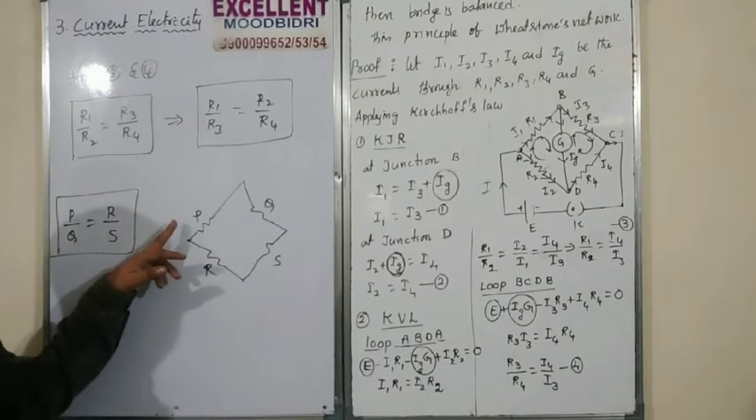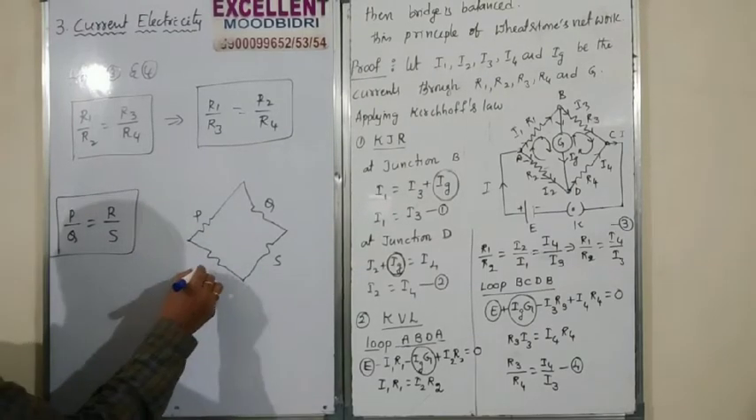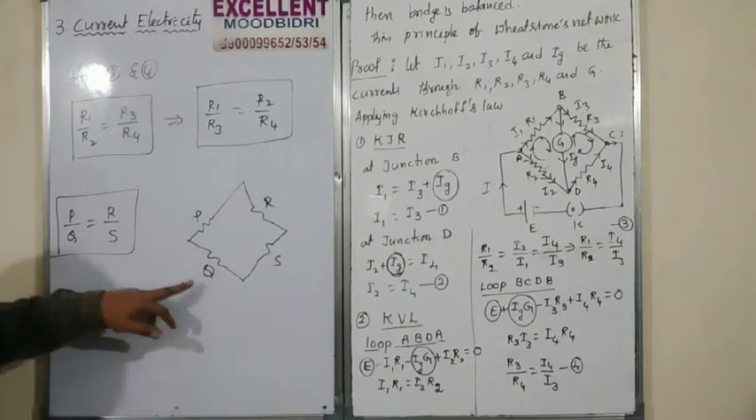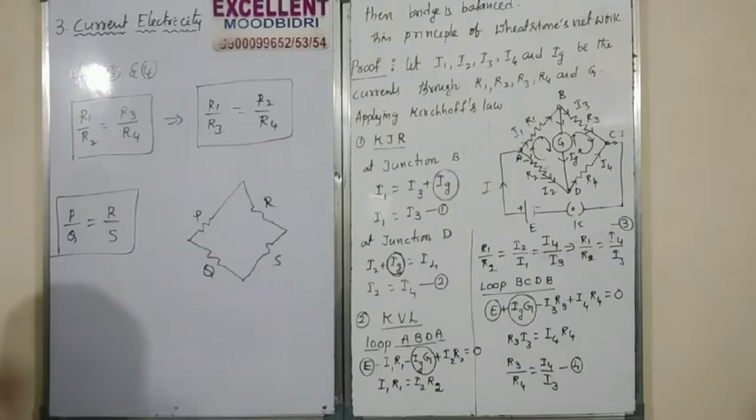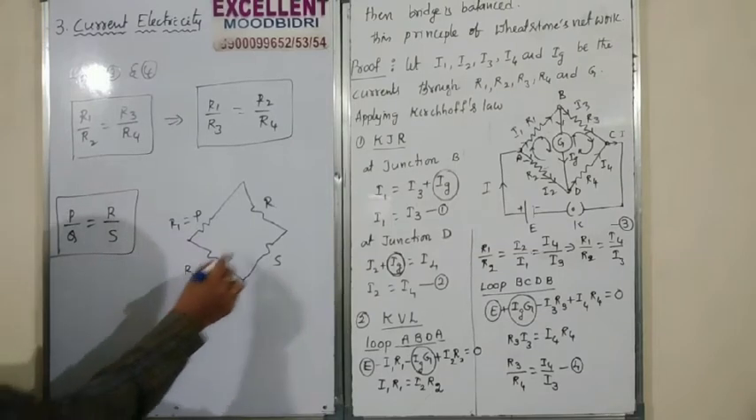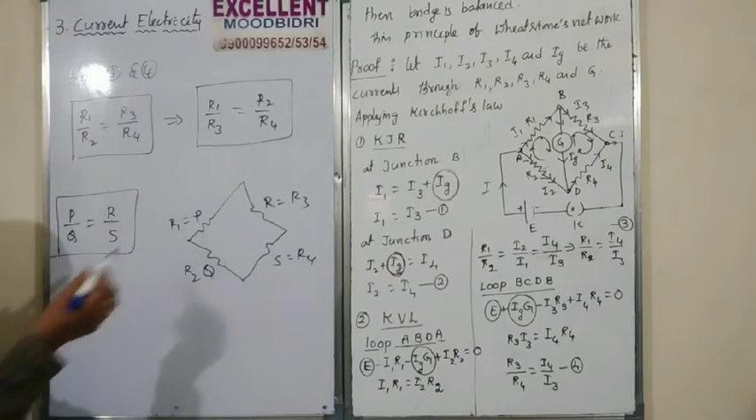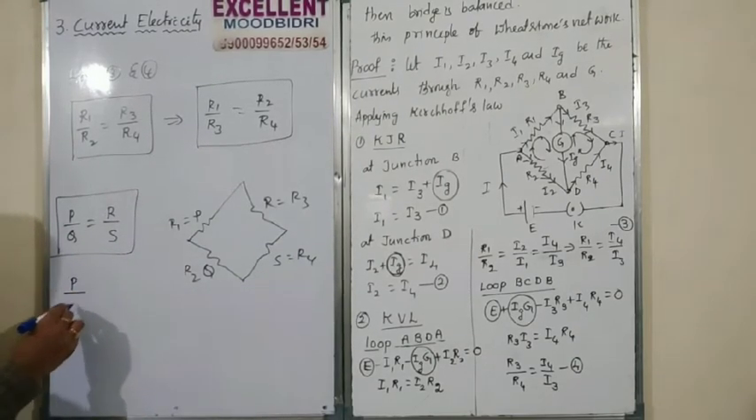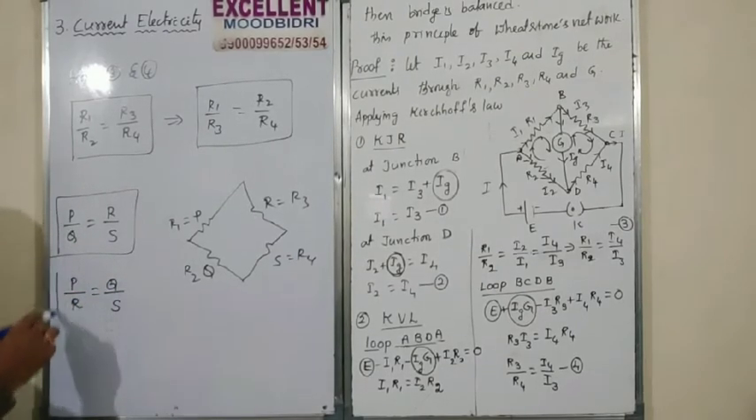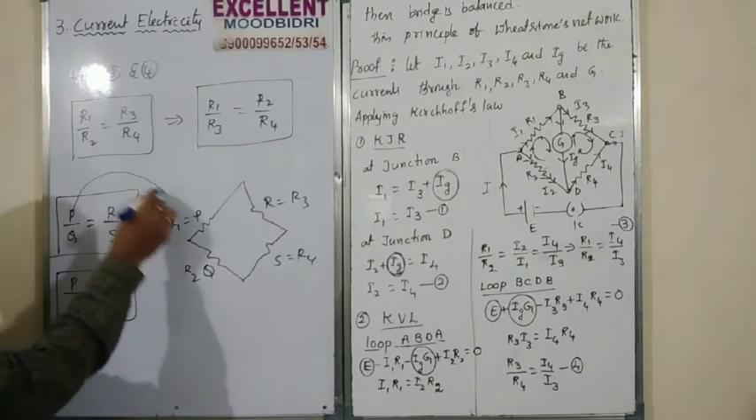Instead of R1 I took P, instead of R2 Q. I will consider here P, Q, R, S. P by Q is equal to R by S. Or else this is R1, R2, R3, R4, correct? So R1 by R2 is equal to R3 by R4. Or else P by R is equal to Q by S, in terms of P, Q, R, S. That means P is also a resistance. P is the resistance R1.